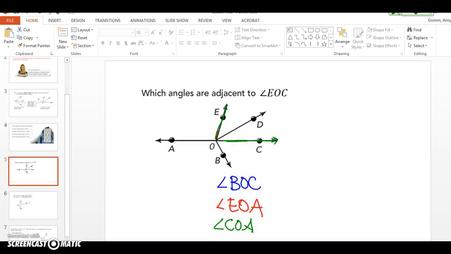Wait, so I don't understand why EOC or DOE. You don't understand why DOE would not work? Because they're not next to each other. That's like if I sat on Jason's lap, and then we shared this arm. We have to be next to each other, not sitting here and then sharing this arm. So basically, angles with O in the middle. Yes. Well, one of the rules is the vertex has to be the same.